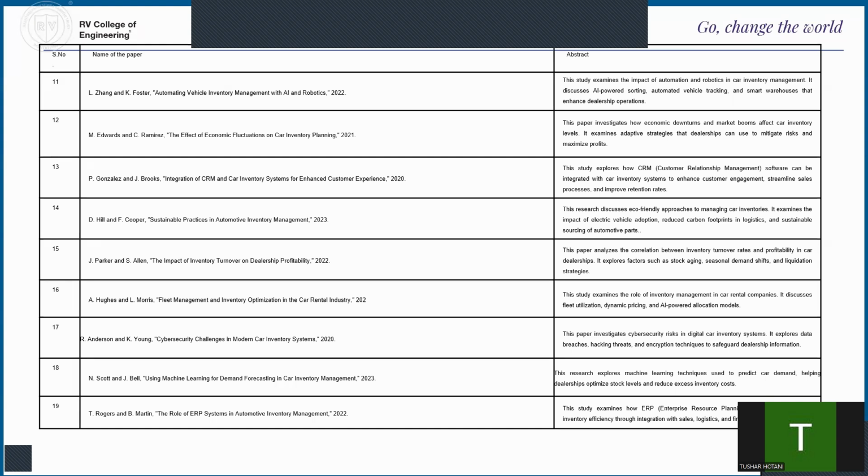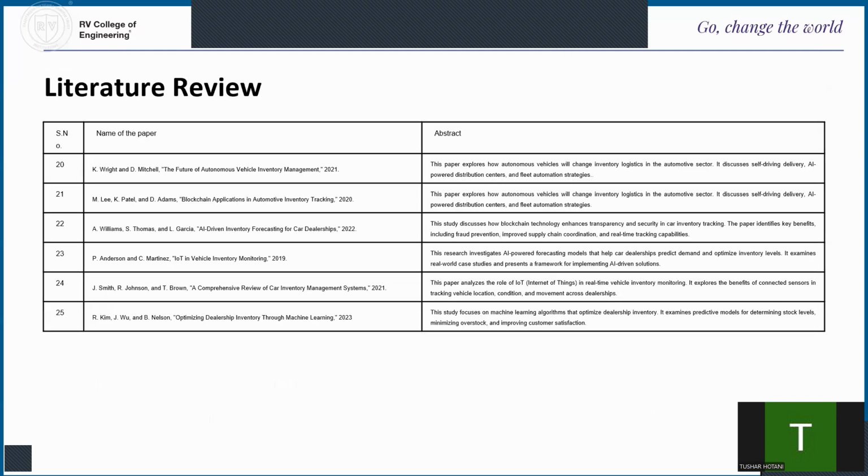And paper 19 is about enterprise resource planning, which enhances the efficiency in car management service and its integration with the sales, logistics, and financial data. Coming to the 20th paper, it is about how autonomous vehicles will change inventory logistics in the automotive sector.